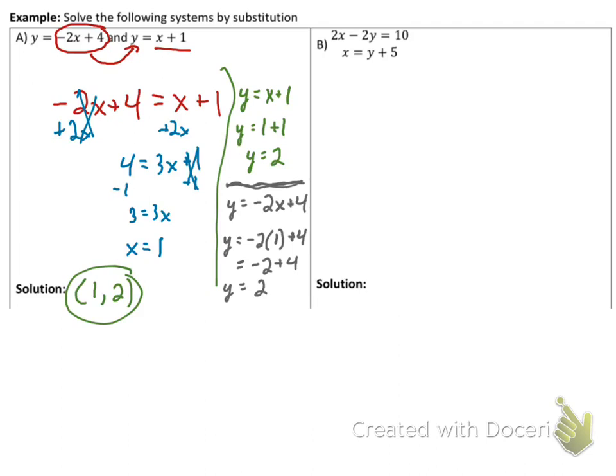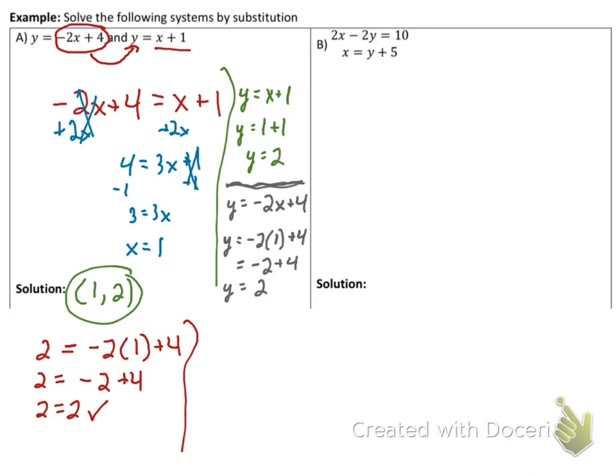And then remember, guys, check your answers. If I plugged in 2 for y, then 2 equals negative 2 times 1 plus 4. Negative 2 times 1 is negative 2, so negative 2 plus 4 is 2. So the left-hand side equals the right-hand side. Alright, I can check it in the other equation as well. Plug in 2 for y, plug in 1 for x. 1 plus 1 is 2, so 2 equals 2. Remember, a solution to a system of equations is the ordered pair that works for both equations.